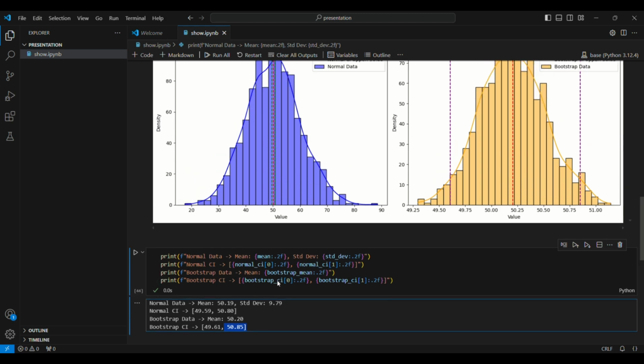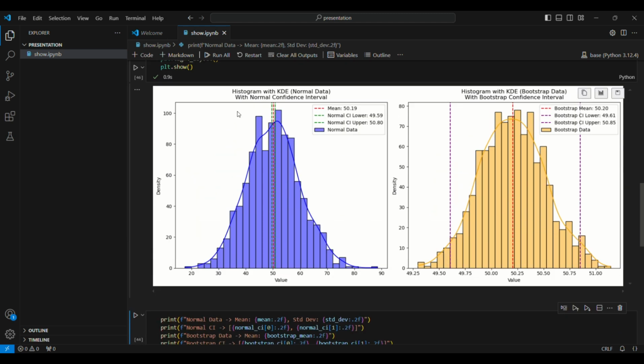Now, let's look at the graph. The first histogram displays the distribution of our normal data. It features a dashed red line that marks the mean value, making it clear where the center of our data lies. The green dashed lines represent the lower and upper bounds of the normal confidence interval.